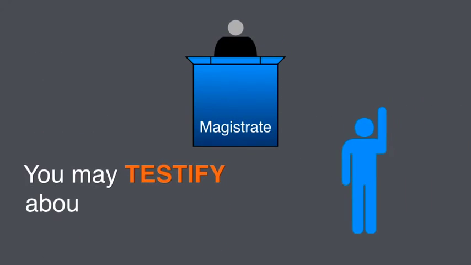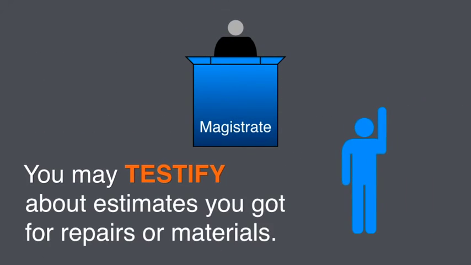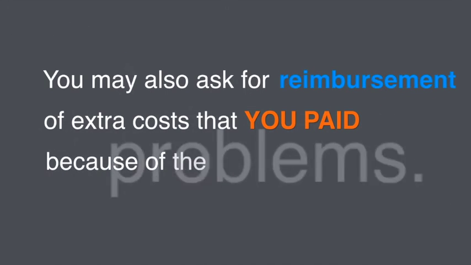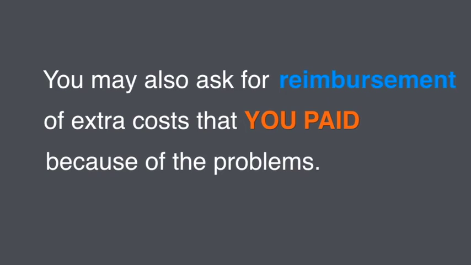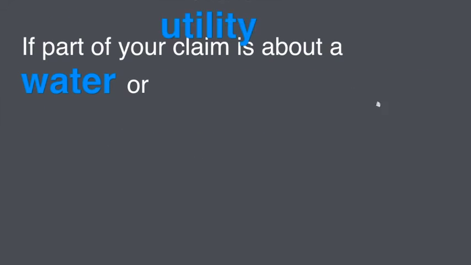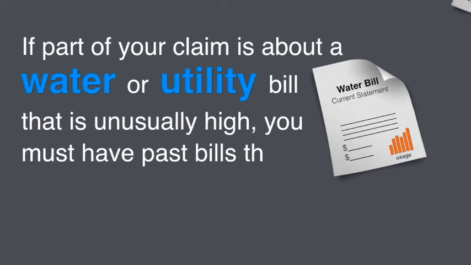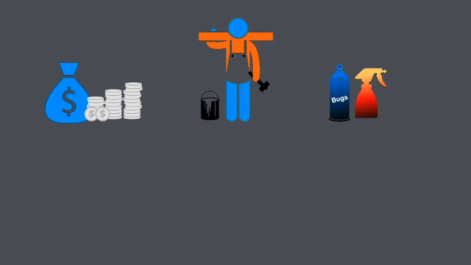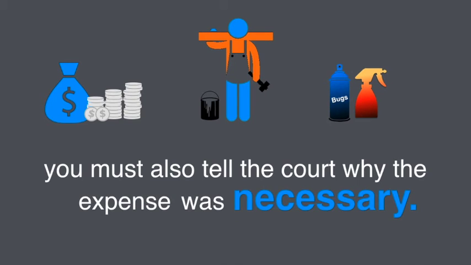You may testify about estimates you got for repairs or materials. You may also ask for a reimbursement of extra costs that you paid because of the problems. If part of your claim is about a water or utility bill that is unusually high, you must have past bills that show what the unusual cost was. If you personally paid for a repair or materials or pest control products, you must also tell the court why the expense was necessary.